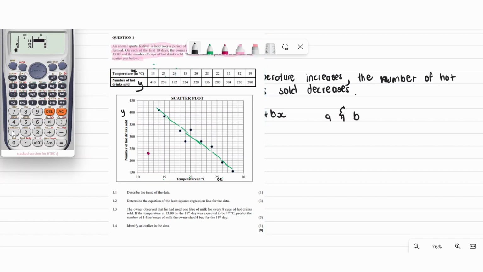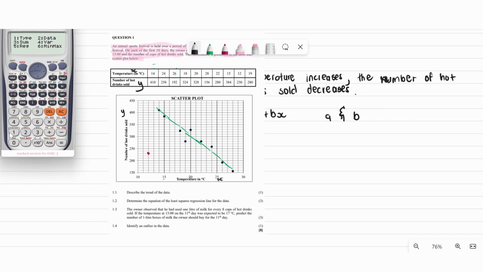So you're going to say 410, then you're going to say equals. Then you're going to keep on punching the number and saying equals. So let's do that. When you're done having all the data, you're going to press what? AC. Then after pressing AC, you're going to say shift, then you're going to go to 1, which has the statistic thing.